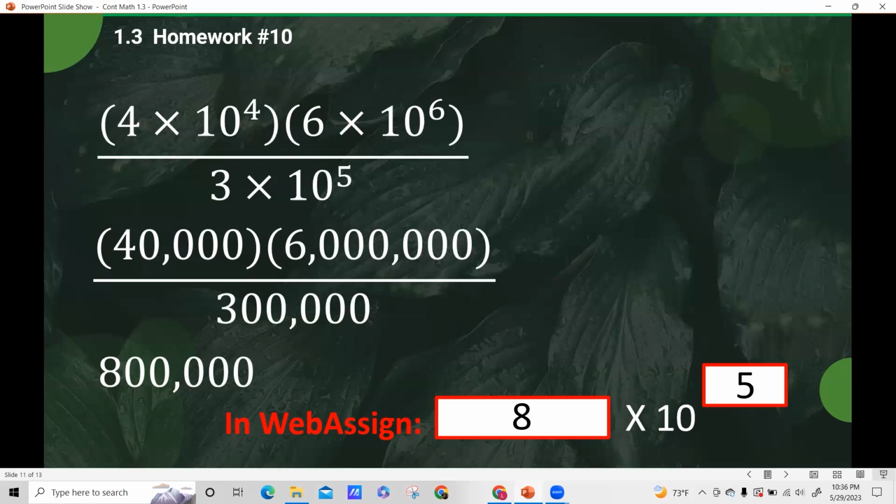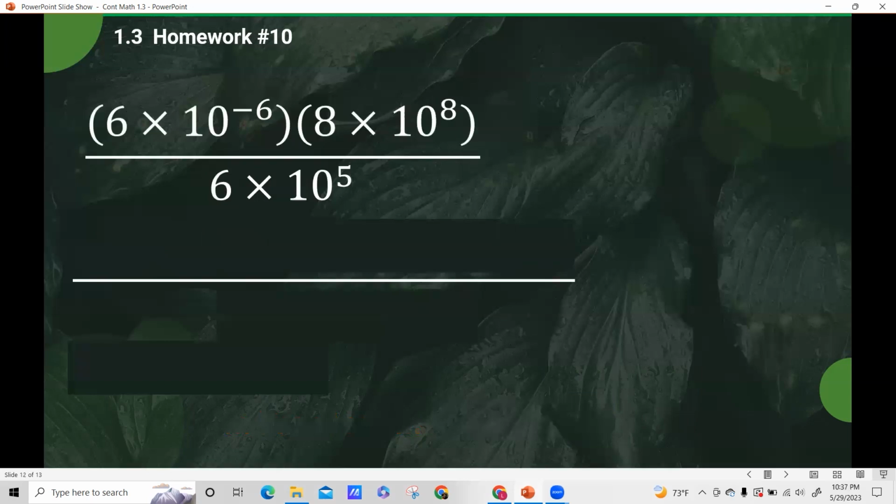Okay, so let's look at one more of these that's just slightly a little bit more difficult. All right, I threw in a negative exponent here, so it's just a little different. Let's take a look at this. On this one, remember we're first going to take each individual one, put them into fixed point notation, and then use our calculator.